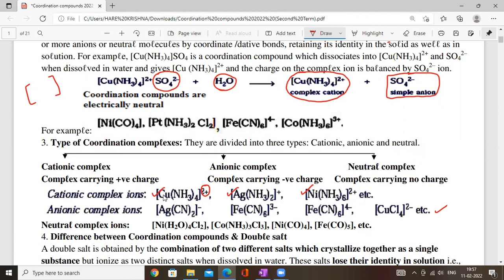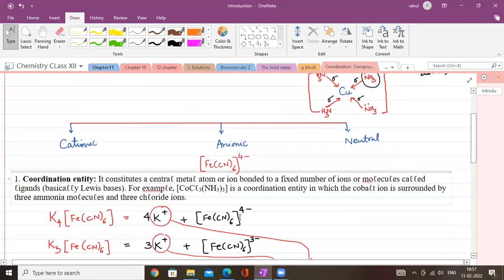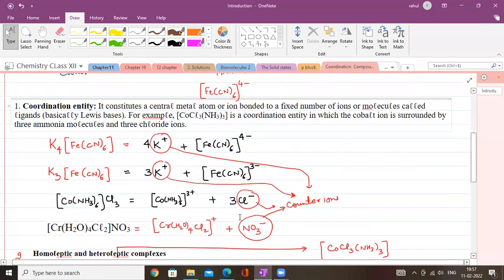Now let's take up [Ni(H2O)4]Cl2, no charge. [Cu(NH3)6]Cl3, no charge. Ni(CO)4, no charge. Fe(CO)5, no charge as such. These are all neutral complexes. Now let me first take up how to actually split up the coordination compound. Suppose I have this compound K4[Fe(CN)6].